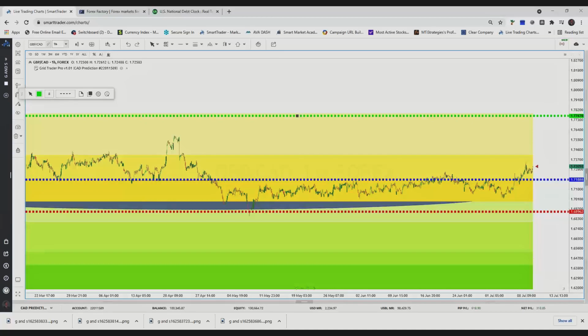I hope you guys are having a great experience so far. We're up 620 pips right now on this account as I'm talking. Okay, so I hope you guys are doing well.